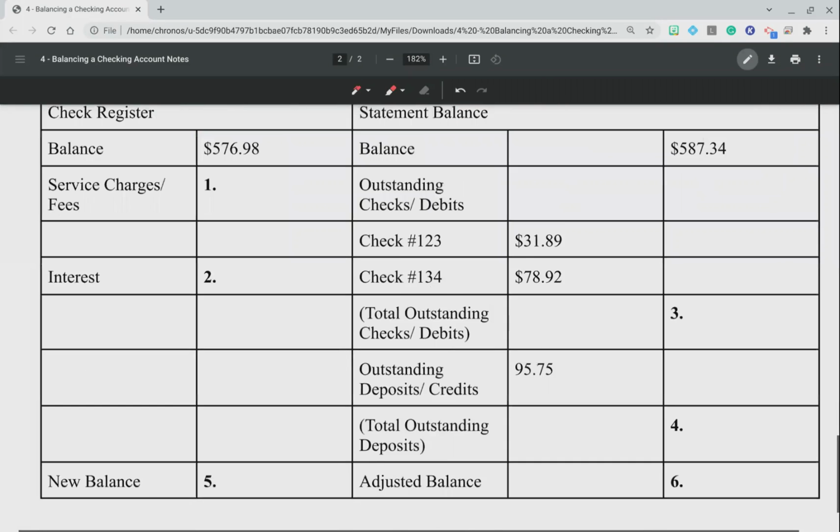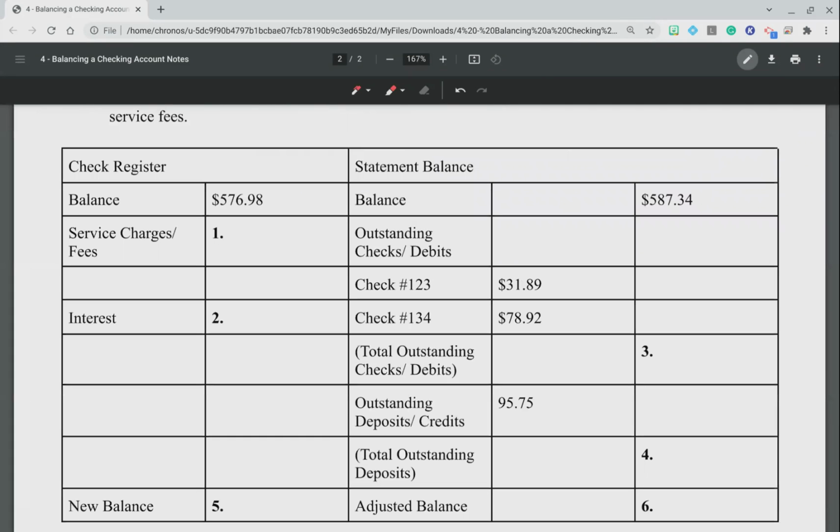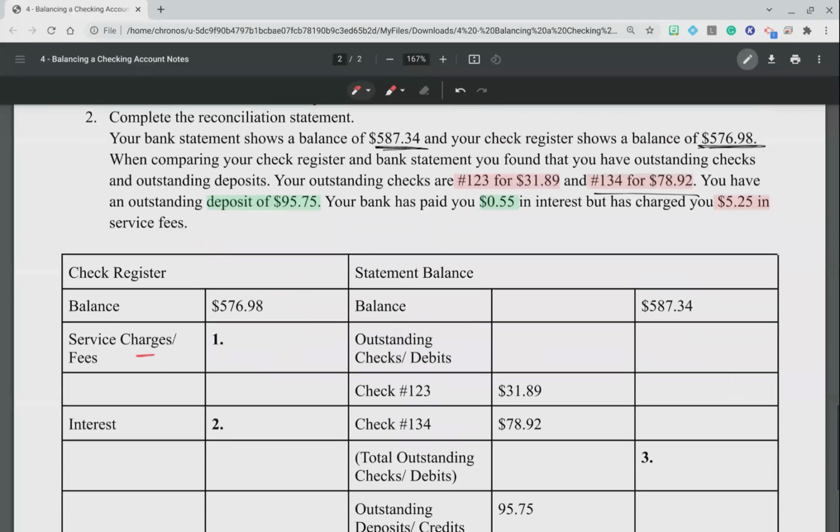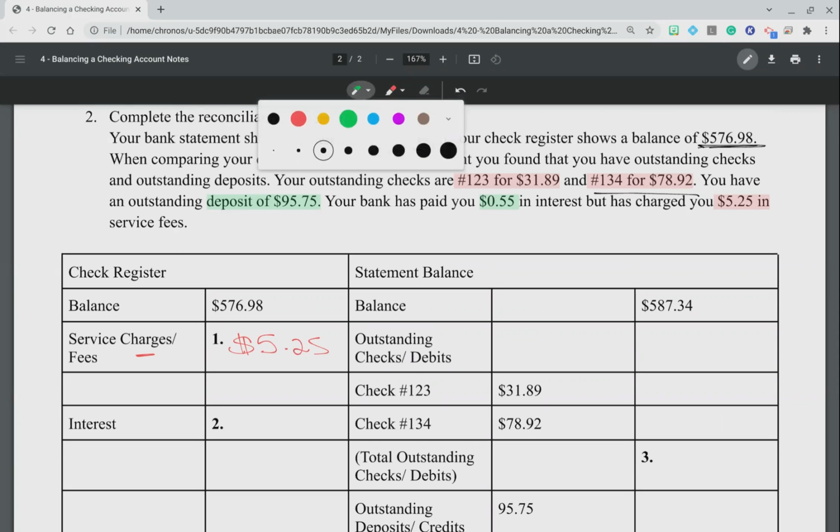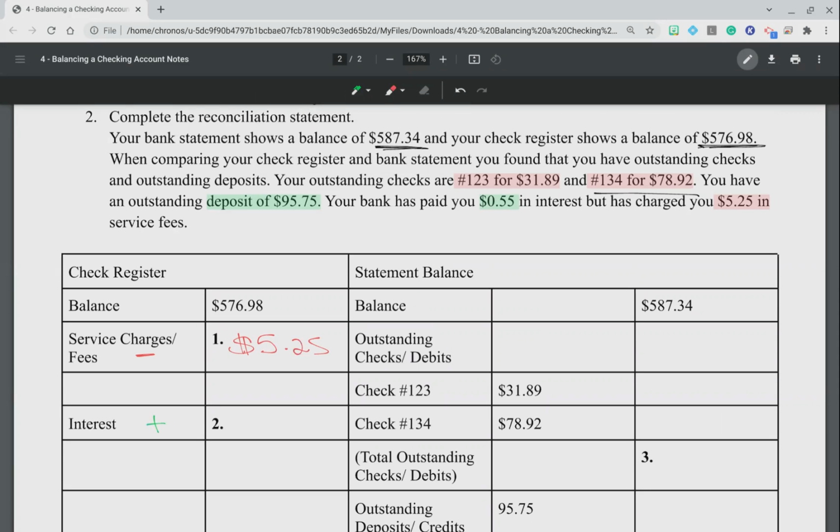Okay, so this is what is called a reconciliation statement, and we're just trying to figure out how much money is now actually in your account. So we're just filling out these pieces with the numbers here and figuring out what our adjusted balance is going to be. So first, service charges. We had a service charge of $5.25. Number 2 is asking for your interest. So remember, interest is added, and we earned 55 cents in interest.